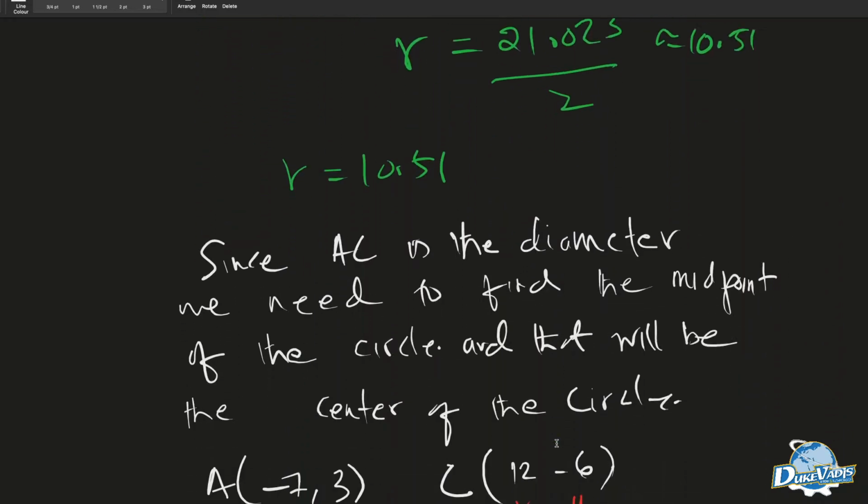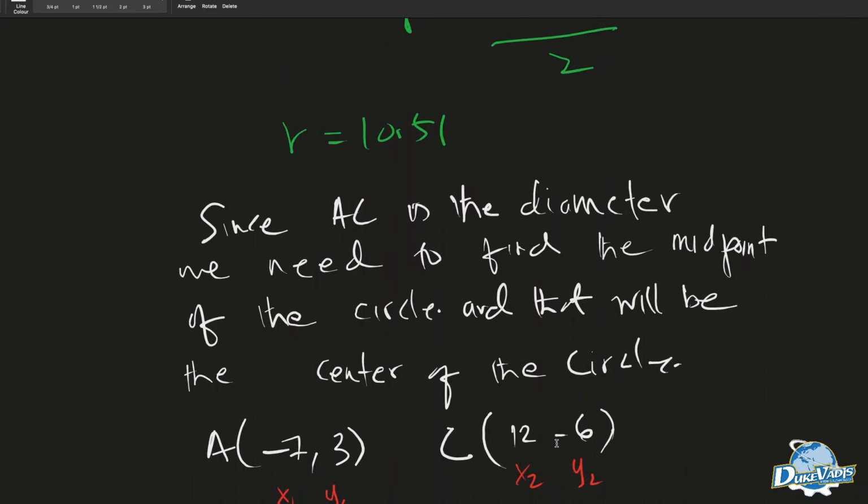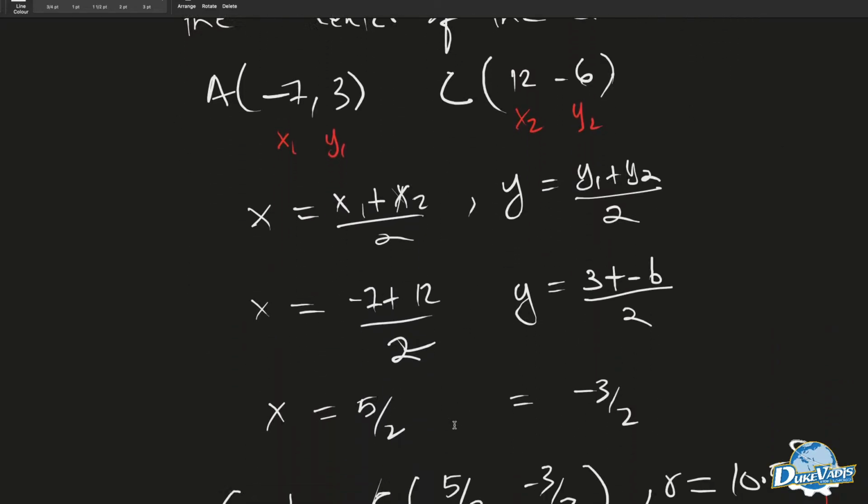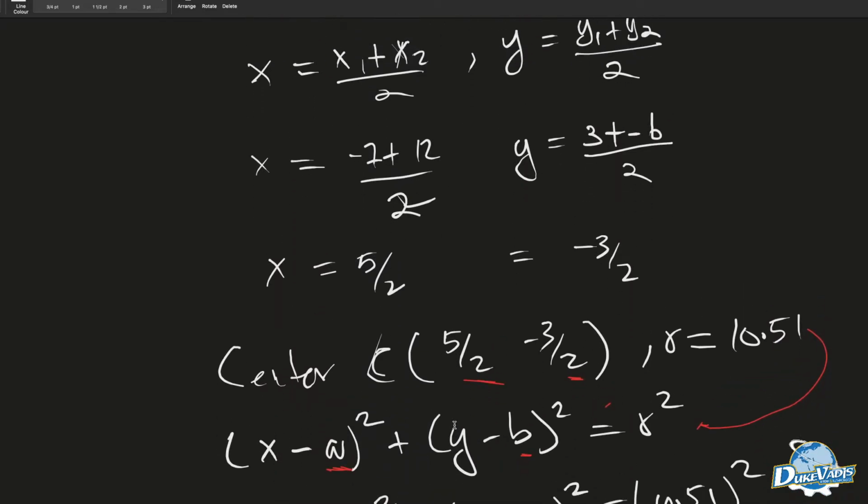Also, since AC is the diameter, we need to find the midpoint, and that will be the center of the circle. So we use this equation once again, and we digest it, and there we are.